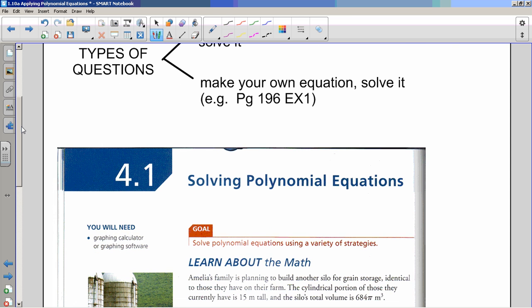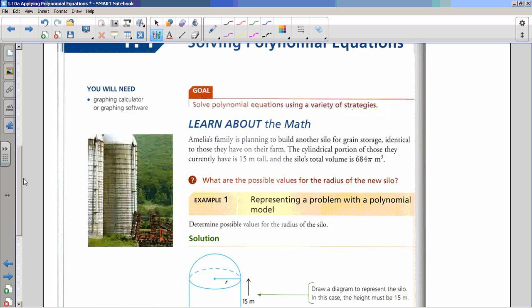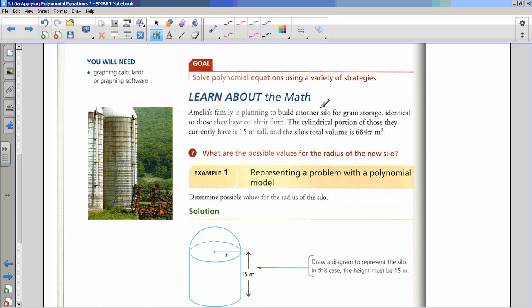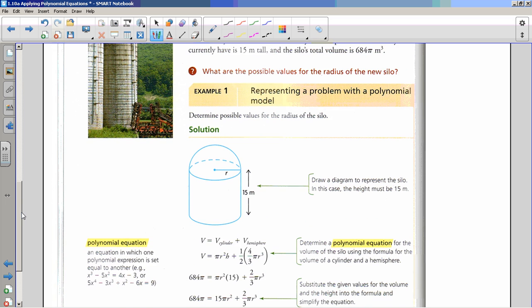Example 1 on page 196: Amelia's family is planning to build another silo for grain storage identical to those they have on their farm. The cylindrical portion of those they currently have is 15 meters tall, and this silo's total volume is given. What are the possible values for the radius of the new silo? So notice there's no equation in here. We kind of have to come up with the equation ourselves. So how would we do that?